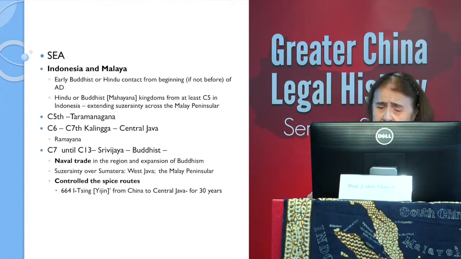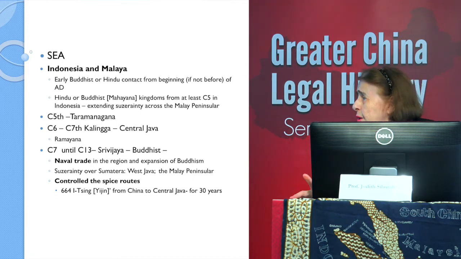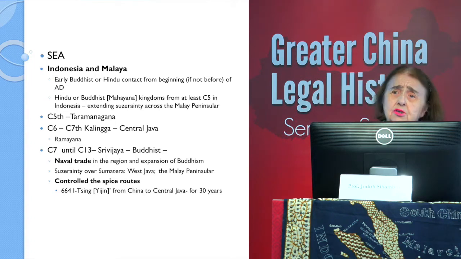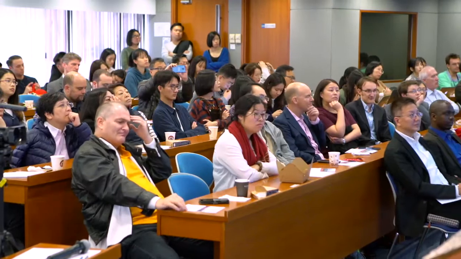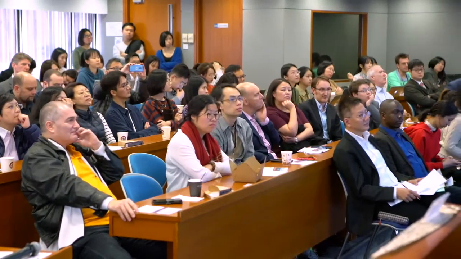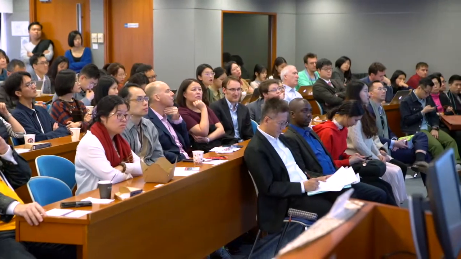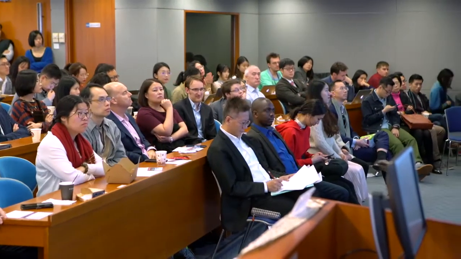And from China, well-known Buddhist, who I was always taught was called I Ching, but I see the name Yi Jin, I don't know, you probably got other names, went to Central Java for at least 30 years as the center of Buddhism in those days.